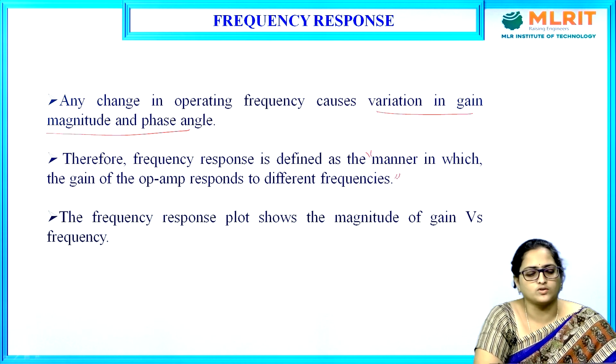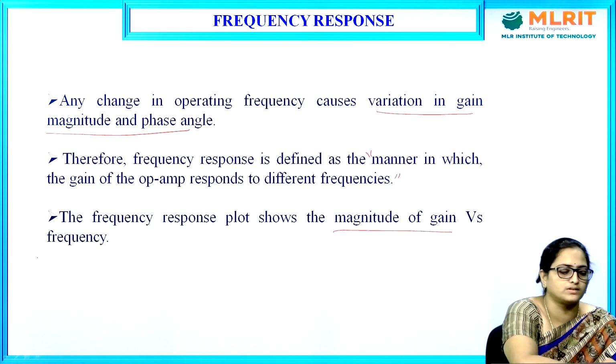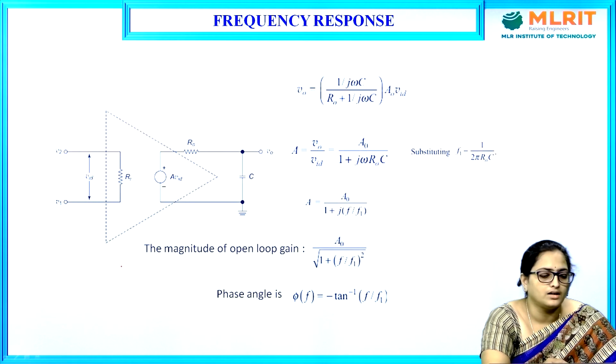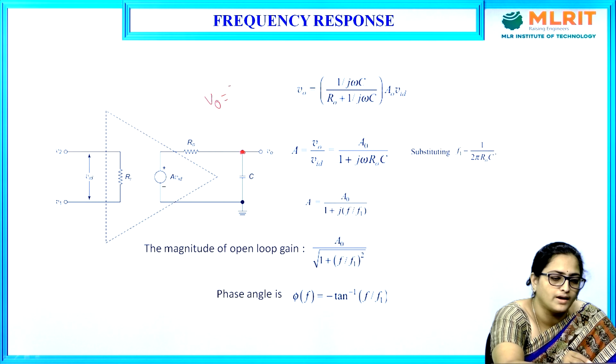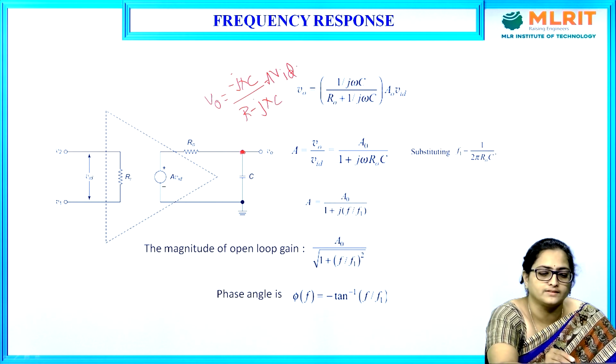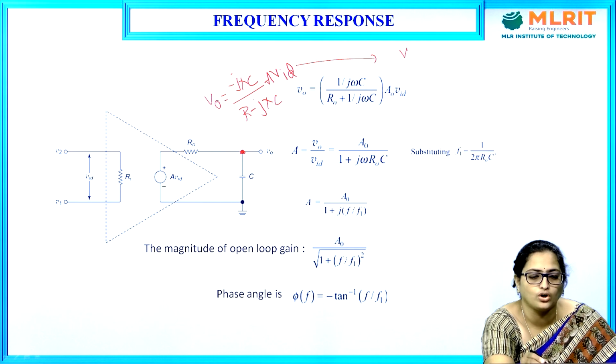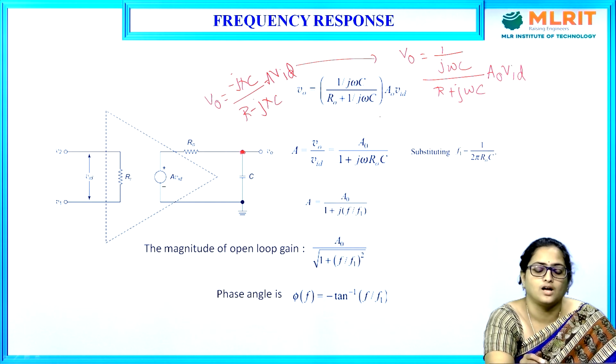is varying with respect to different frequencies. The frequency response plot shows the magnitude of the gain versus the frequency. This is an equivalent circuit of an op-amp. From this circuit, at this point, if you apply the voltage divider rule, you can write V0 is equal to minus jXc divided by R minus jXc into A VID. So from this equation, you can write V0 is equal to 1 by j omega C divided by R plus 1 by j omega C into A0 into VID. This is how you get this expression.